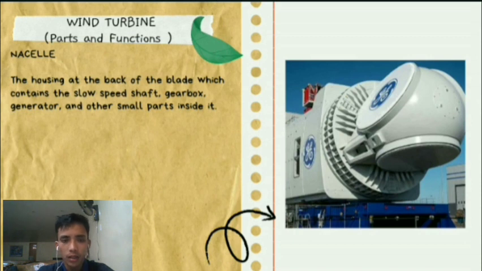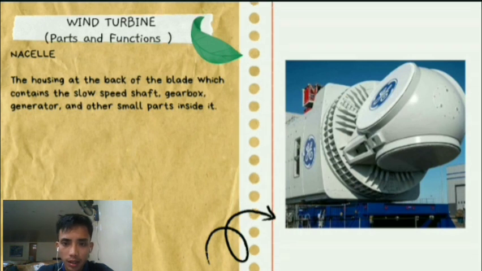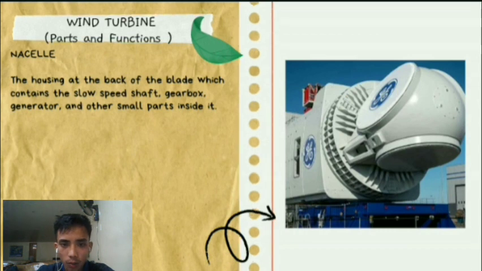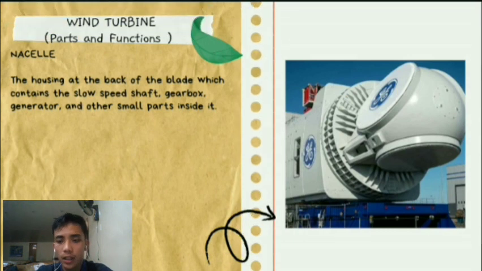Number 3 po natin, yaw system. What is yaw system? Yaw system enables the nacelle to turn horizontally, yaw to face into the wind. This helps the turbine capture the maximum amount of wind energy. The yaw system includes a yaw motor and various sensors for wind direction.